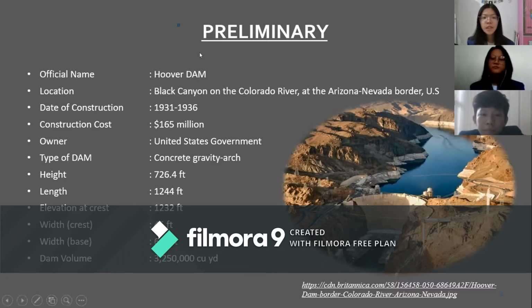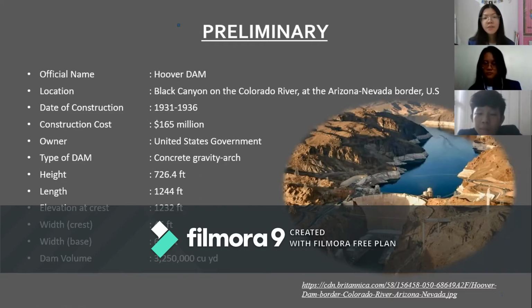Hoover Dam was built from 1931 until 1936. The cost to build this dam was around $165 million, and the dam is owned by the United States government. The type they used to build this dam is a concrete gravity arch.